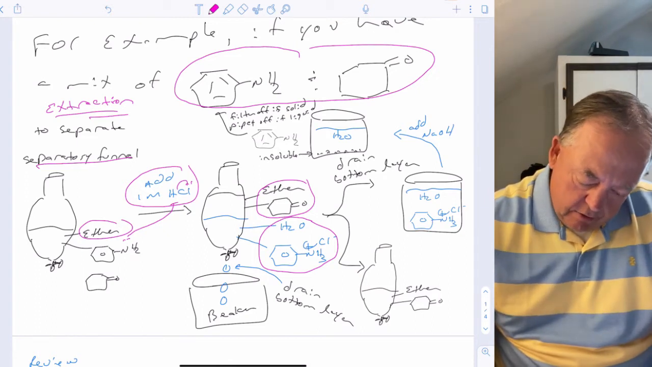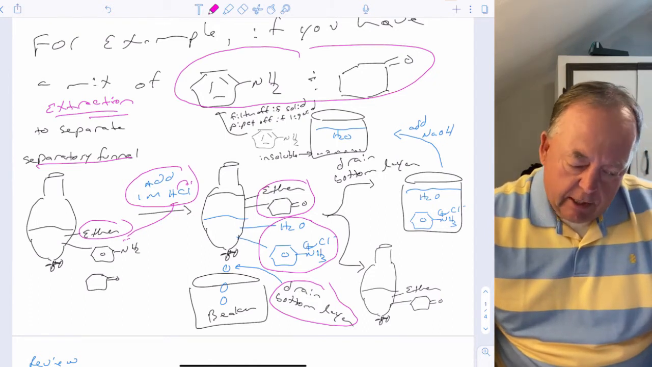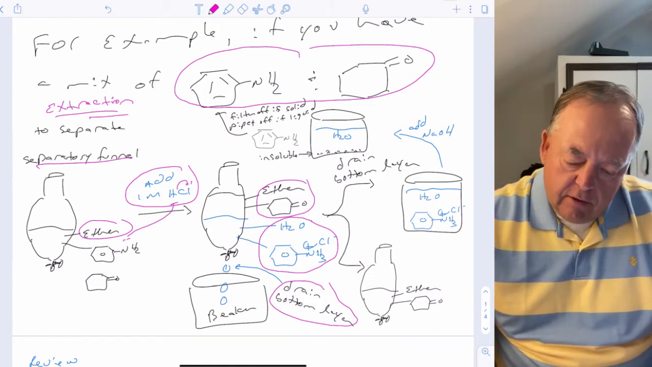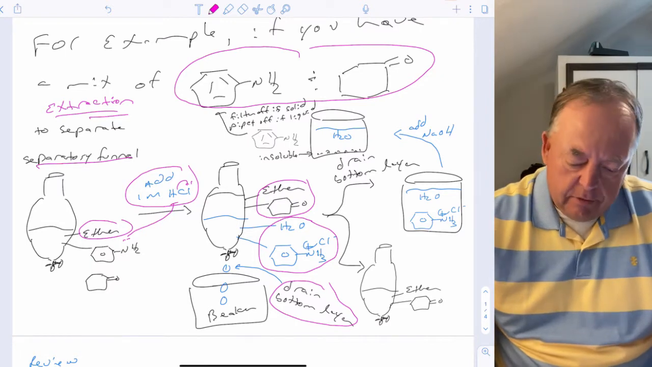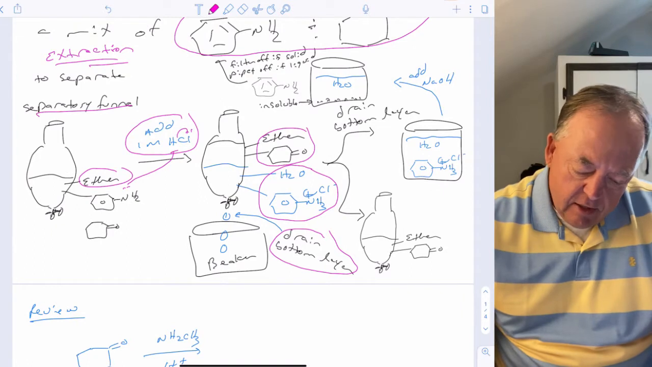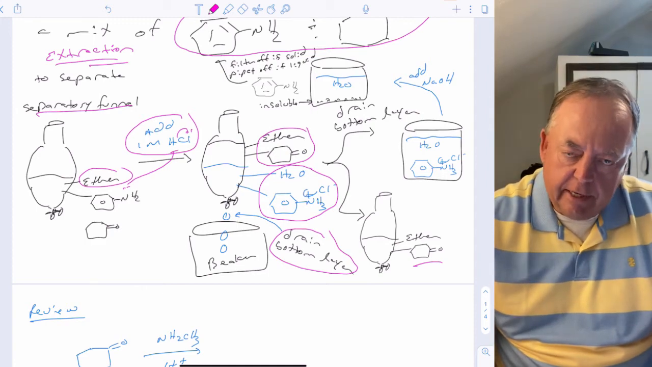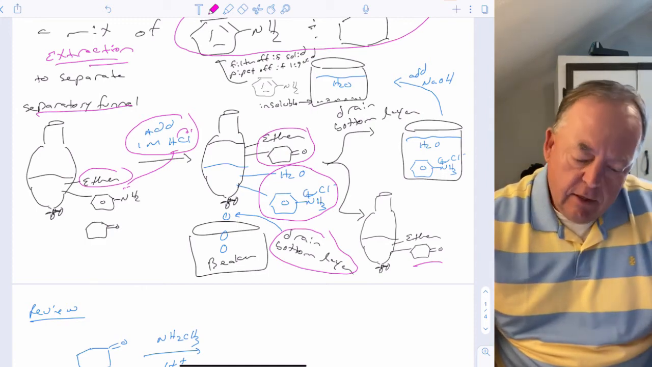What you could do now is drain the bottom layer, the water layer, out the bottom into a beaker, and leave the cyclohexanone in the ether layer in the separatory funnel. Now you have them physically separated from each other. You can isolate the cyclohexanone by putting the ether layer into a flask, evaporating the ether off, and now you have the cyclohexanone pure.